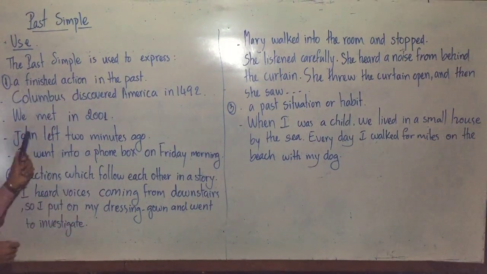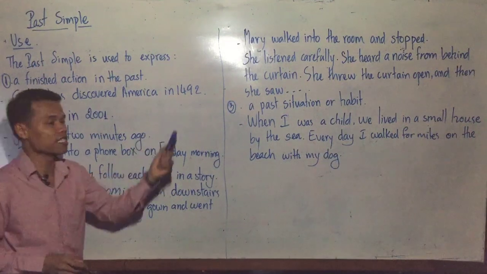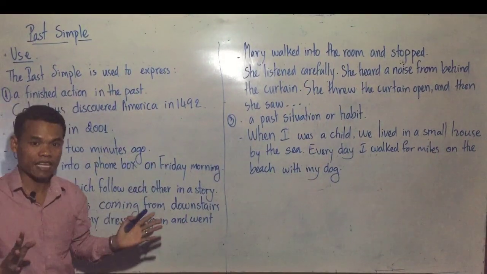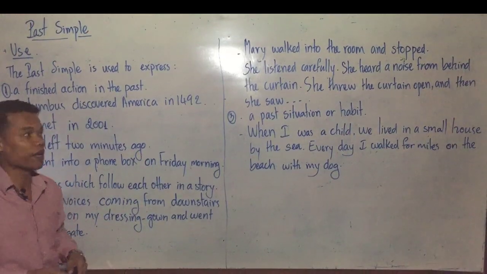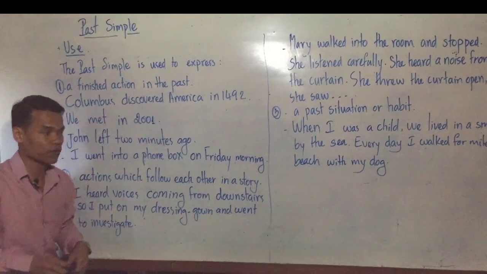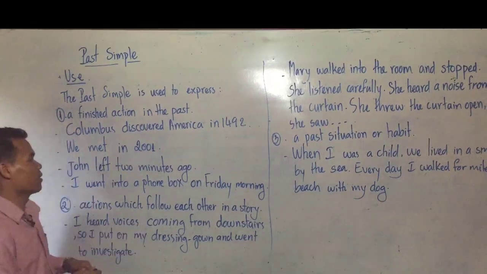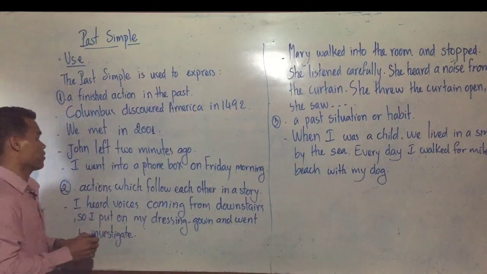For example, Columbus discovered America in 1492. 1492 here is already done and there is no more Columbus now. A long time ago he discovered America. We met in 2001 and now it's 2018, so it's 17 years so far. So no more 2001.